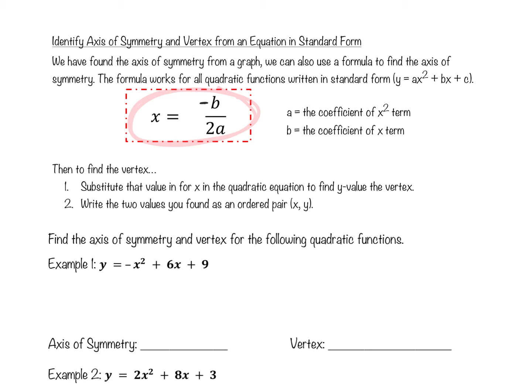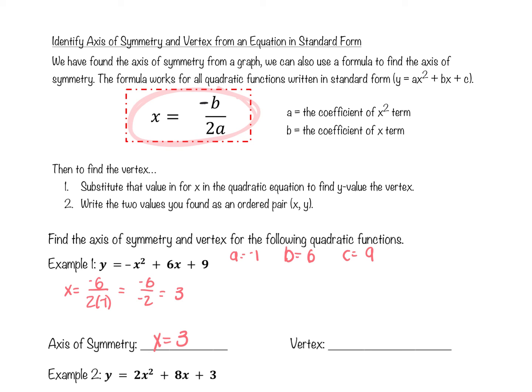So I have y equals negative x squared plus 6x plus 9. My first job is to identify what a and b are, and then we can also look at what c is. We don't really need c, but we'll just practice. So I know a is -1, b is 6, and c is 9. Using my formula, I know I'm going to have the opposite of b. Well, b is a positive 6, so the opposite of that is -6 over 2 times -1. Simplifying, I get -6 over -2 when I multiply 2 times -1, which then simplifies to 3. So I find that my axis of symmetry is x equals 3.